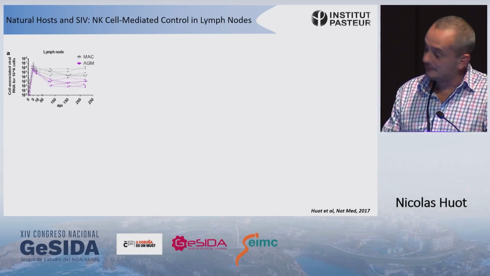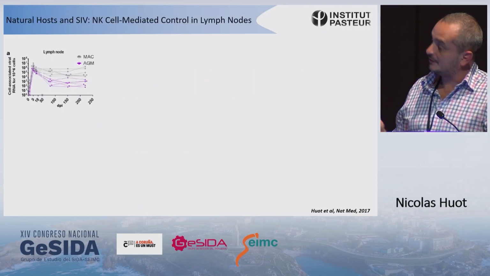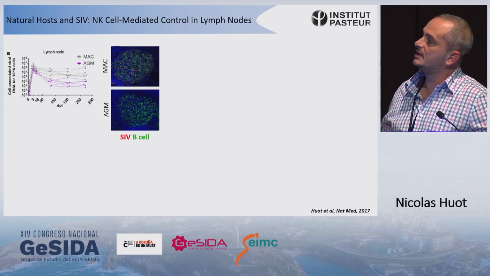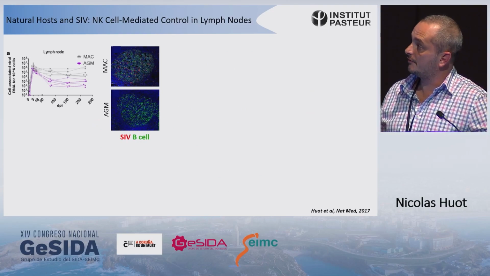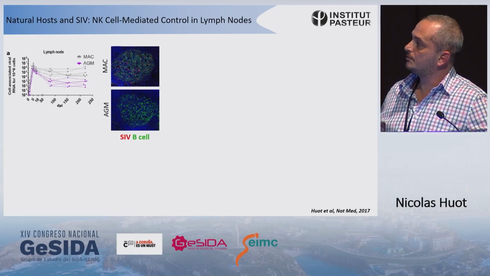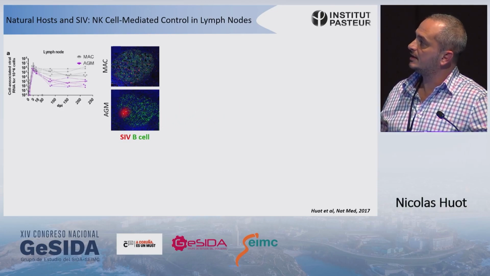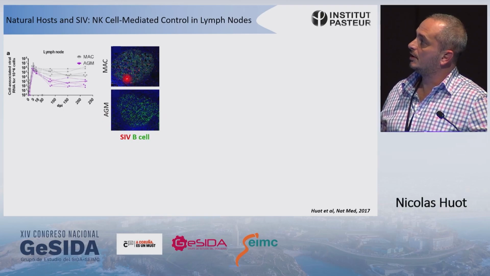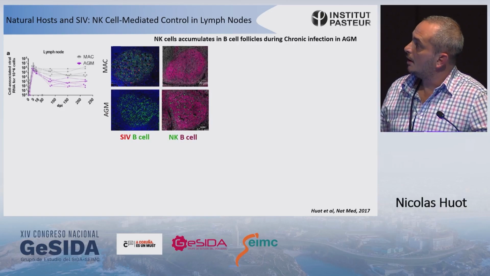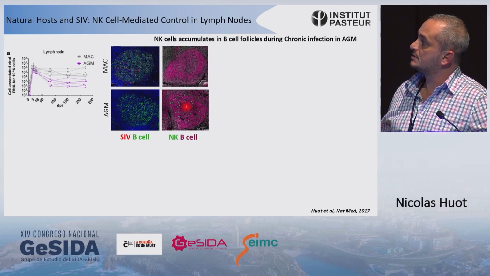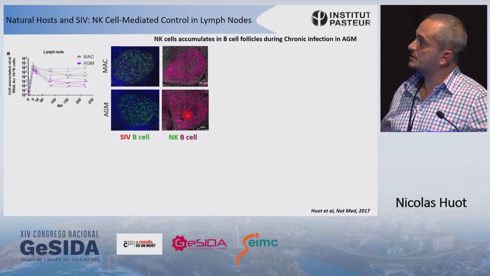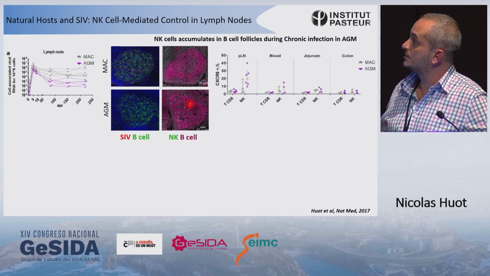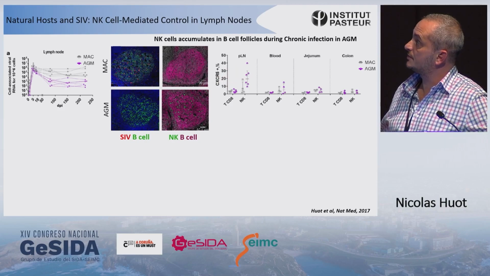So now I will focus only on the natural host, on the lymph node. As I mentioned previously, in the lymph node there is a huge control of viral replication, and this is mainly linked to the fact that in African green monkeys there is no viral replication in the B cell follicles. Whereas in macaque, as you can see by the red dots, a lot of viral replication occurs in the TFH cells. We are able to demonstrate that this absence of viral replication in the secondary lymphoid tissue, especially in the B cell follicle, was due to the accumulation of NK cells in the natural host, and this accumulation was dependent on the CXCR5 expression at the surface of the NK cells.